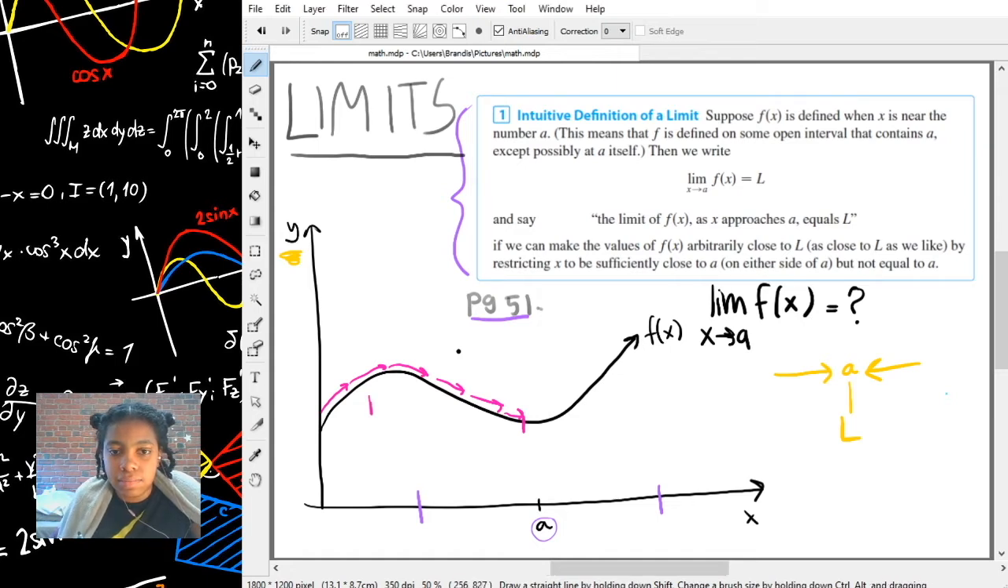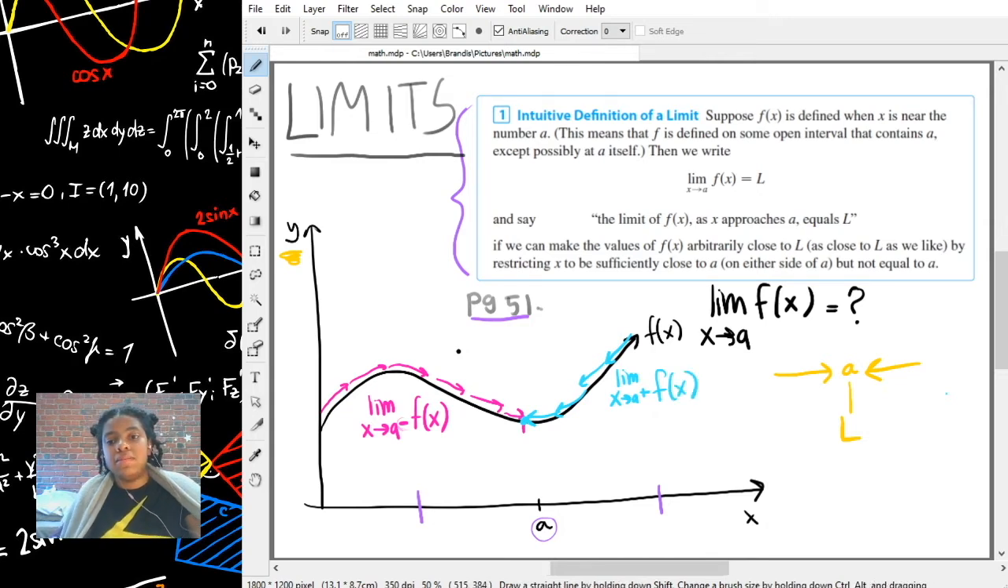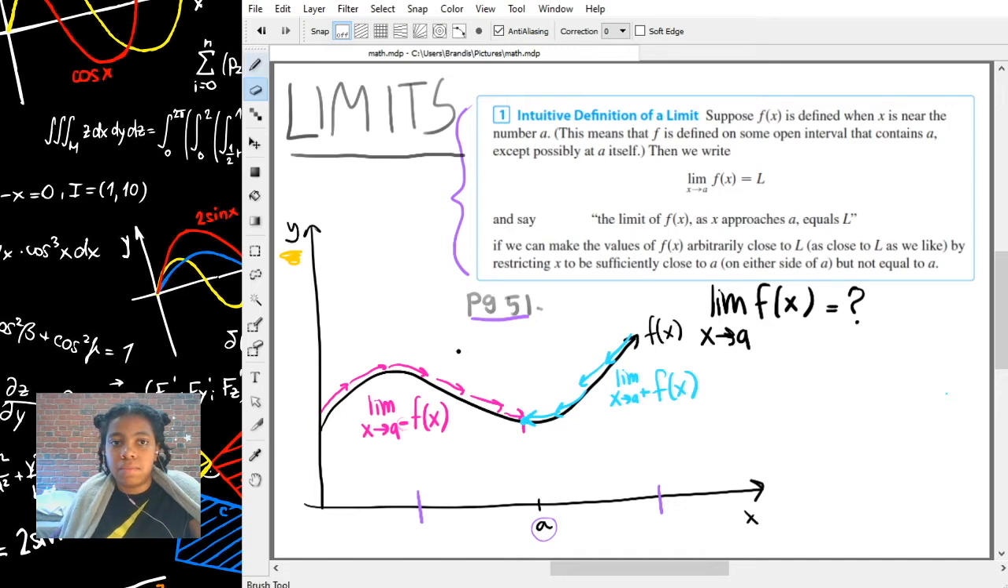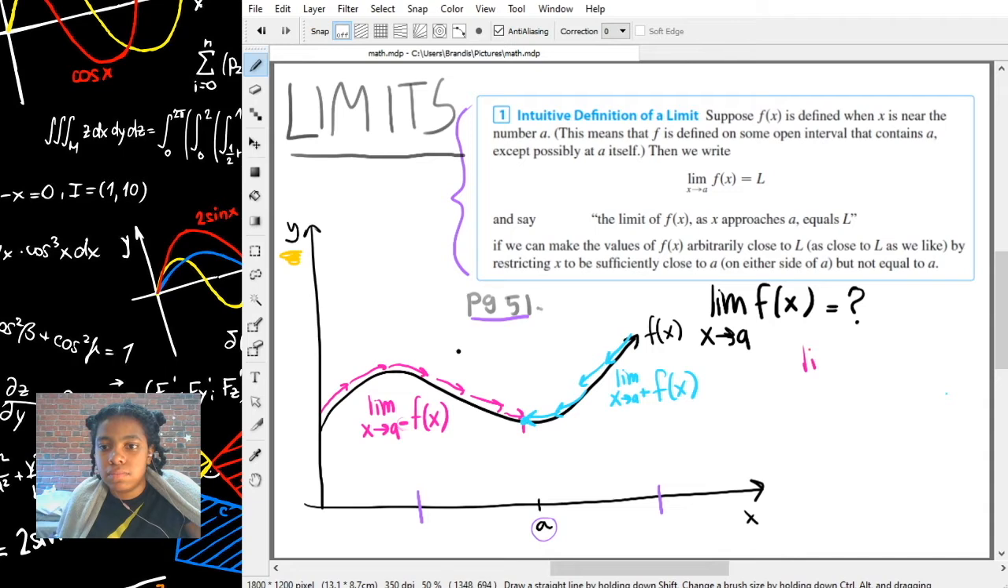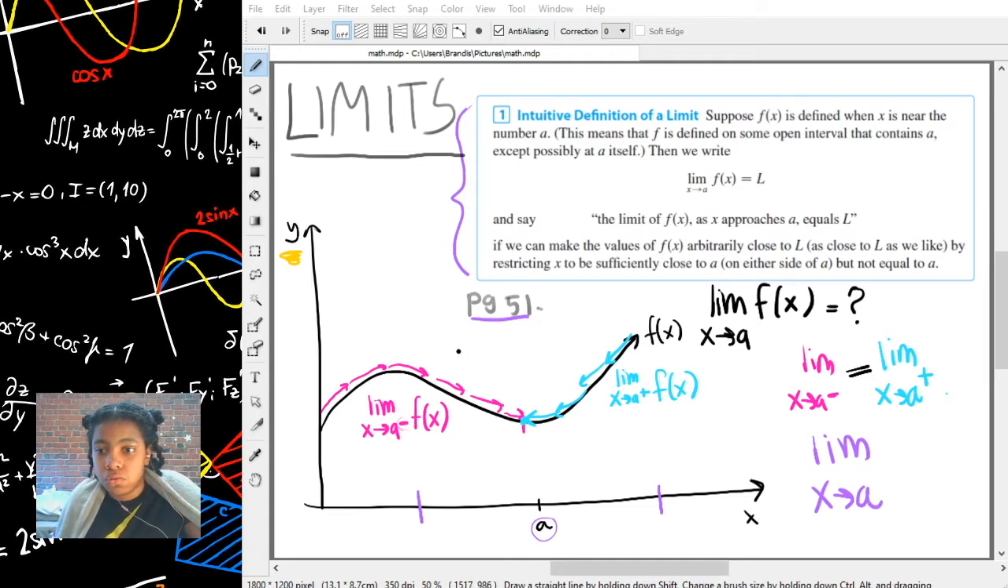If we're coming from the left, it means that we're taking the limit as x goes to A from the left, and that's represented with a negative sign of f of x. And then we're coming from the right, going and going, increasing until we get onto A. And that is represented as the limit as x goes to A to the right with a plus sign of f of x. So what the limit says is, if the limit as x goes to A from the left is equal to the limit as x goes to A from the right, then the general limit, the limit as x goes to A, is what those two are both equal to. And that's only if these are both equal.